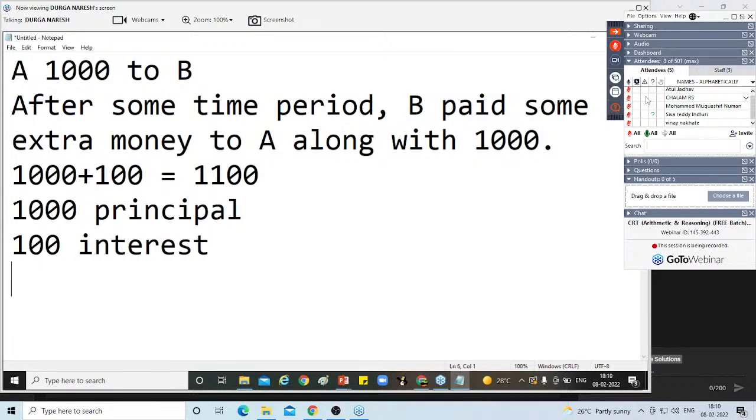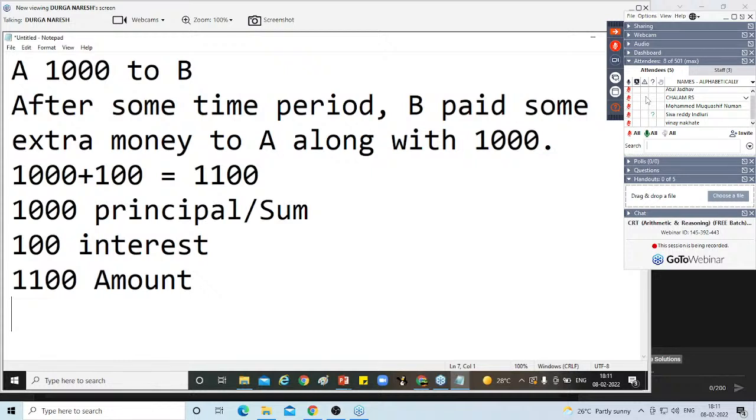That may be simple or compound interest. 1,100 rupees is nothing but amount. So principal is nothing but sum. Principal or sum both are same. It is also the initial value. So what exactly here you have to remember is whenever a person pays some extra money, that is called interest.